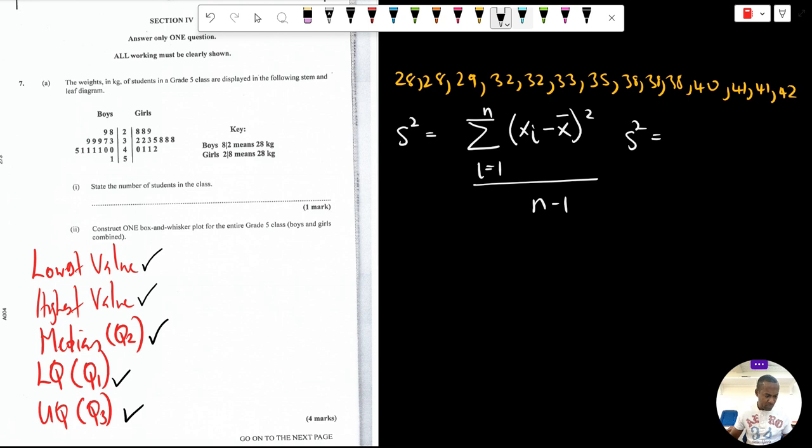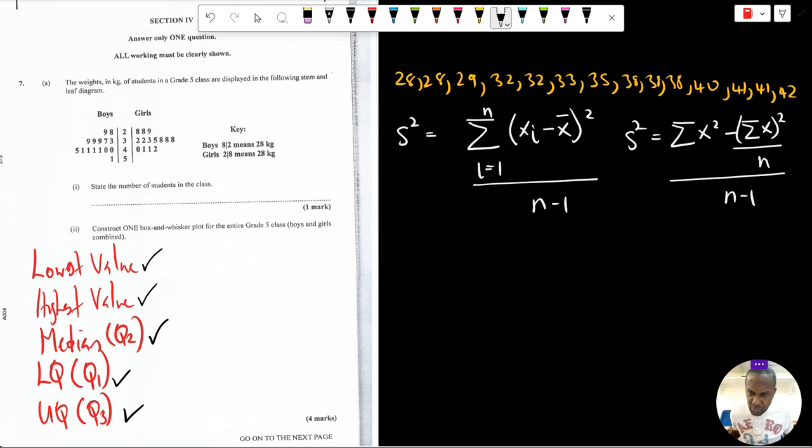S squared is equal to the sum of x squared minus the sum of x, all squared over n, and the entire thing is then divided by n minus 1. And when you actually do the calculation with both formulas, it works out to give the exact same thing. So both versions of the formula will give the exact same value for the variance, from which you can then find the standard deviation.